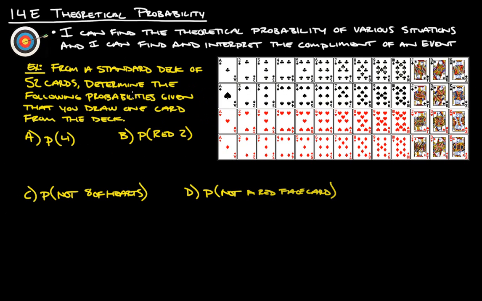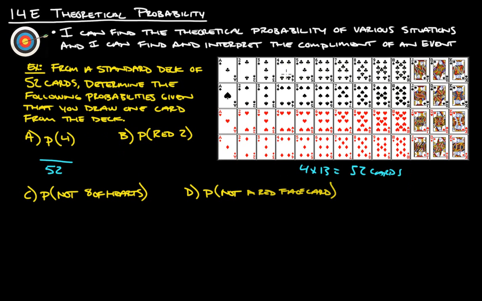From a standard deck of 52 cards, determine the following probabilities given that you draw one card from the deck. Probability of drawing a 4. First off, you have to know how many cards there are. There's 13 of each card in every suit, and there are 4 suits. So there are 4 times 13 for 52 cards total.